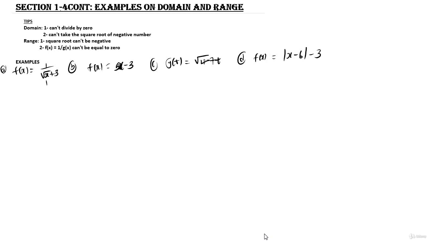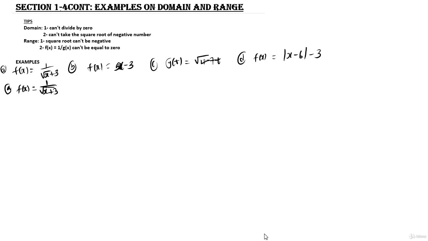Then for the range, the square root can't be negative. Also, the function f of s equals 1 over g of s can't be equal to 0. So we are going to be using these tips to determine the domain and range of the following functions. So let's take a look at the first one. F of s is equal to 1 over the square root of s plus 3.